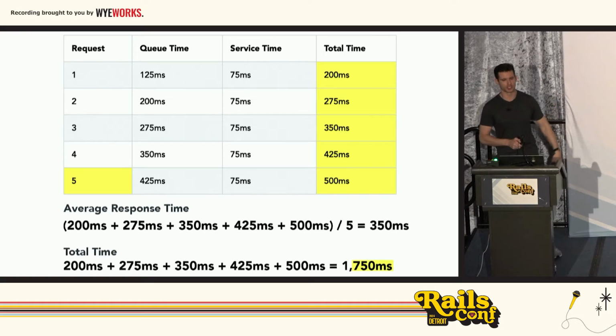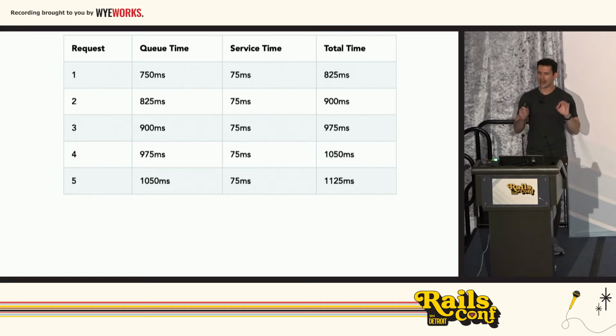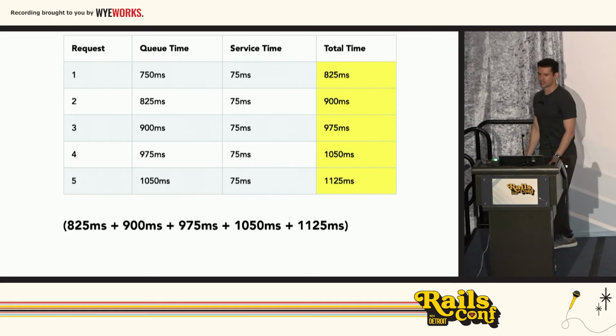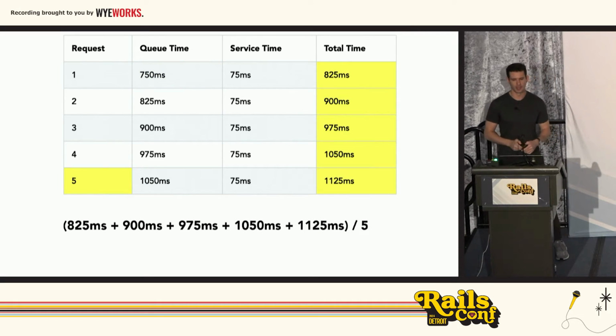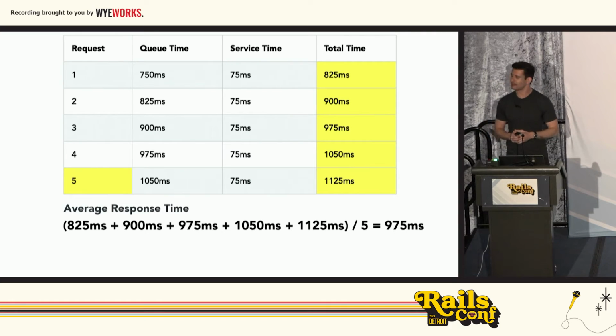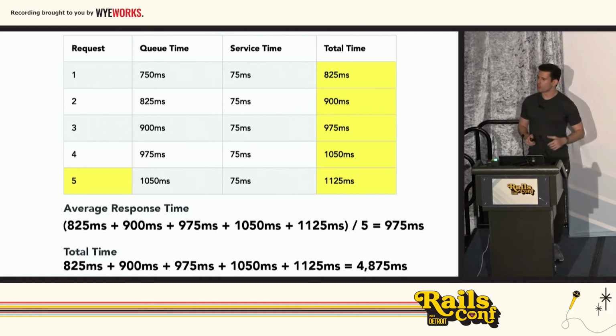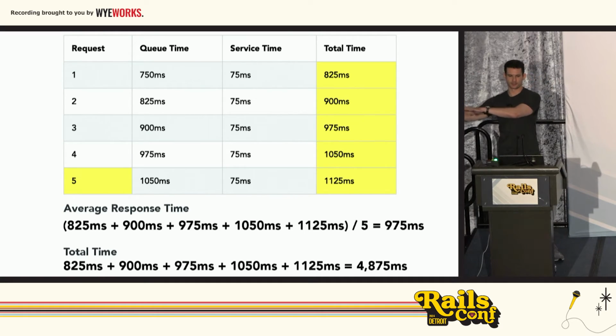As the next second turns over and another 5 requests arrive, now the first request in this set of traffic is waiting 750 milliseconds in the queue before it can be accepted for work. And one more time, summing total response times and dividing by number of requests, now our average response time lands at 975 milliseconds, with our total response time landing at about 5 seconds, or about 4 seconds over that 1 second marker. So what started as a little overage of 125 milliseconds has quickly run away from us.